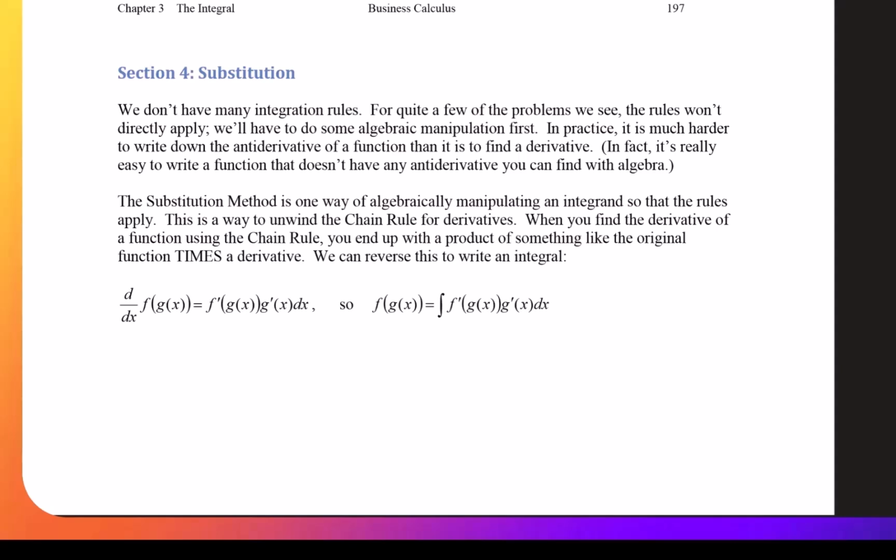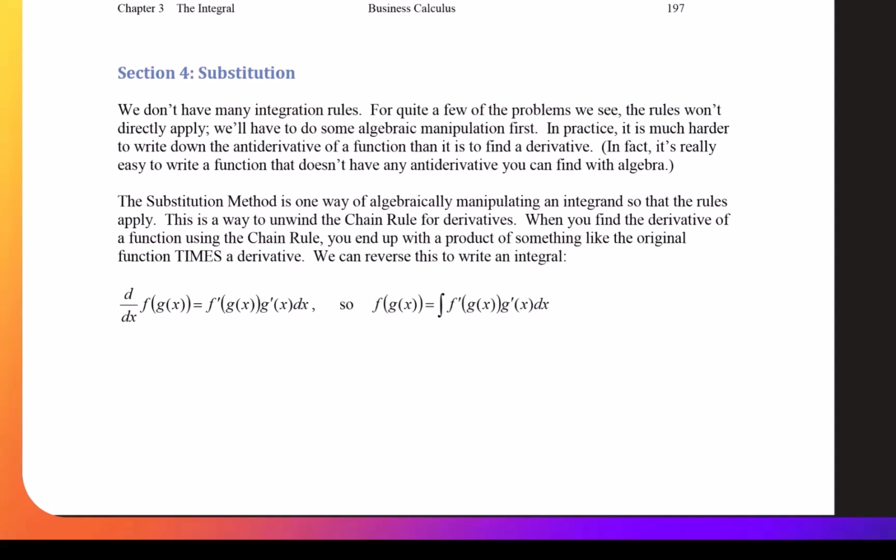We do need substitution when we want to find integrals. We don't have many integration rules. For quite a few of the problems we see, the rules won't directly apply. We'll have to do some algebraic manipulation first. In practice, it is much harder to write down the antiderivative of a function than it is the derivative. In fact, it's really easy to write a function that doesn't have any antiderivative. We'll learn the basics. We won't do anything too complicated.